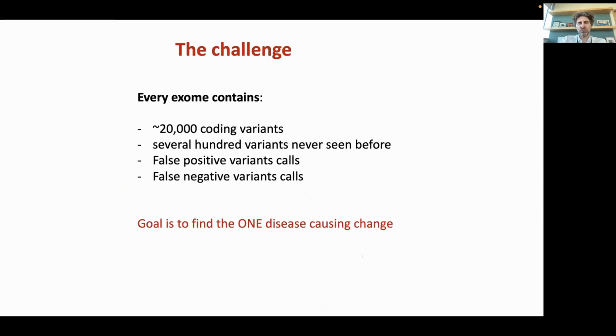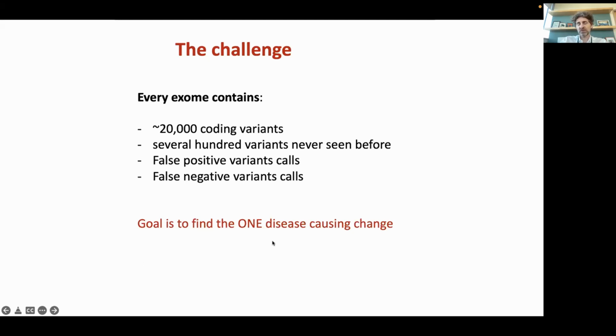But to give you some more real hands-on idea here, again, as you just heard, what is in an exome? There are about 20,000 coding variants to be expected in any person's exome, really. With several hundred of those never seen before, neither in control databases nor in other patients. And then, of course, don't forget, there are false positive calls, always. And there are, of course, false negative calls. There are variants that we simply miss, often for technical reasons, really.